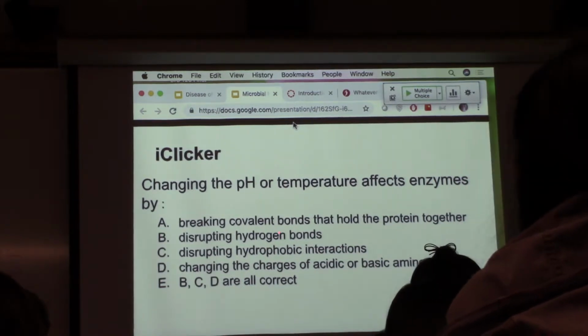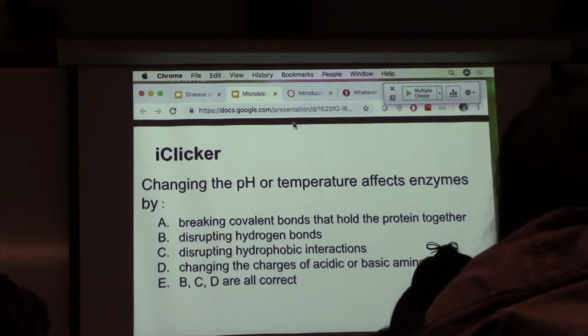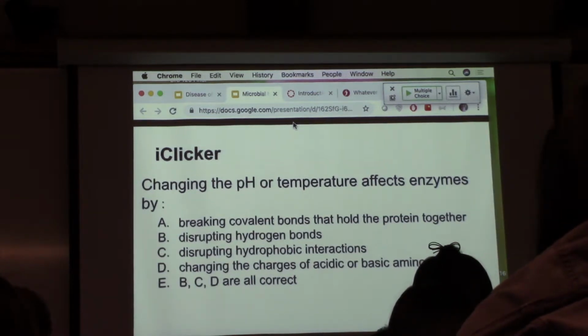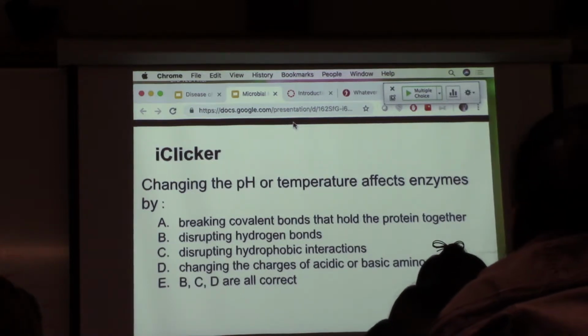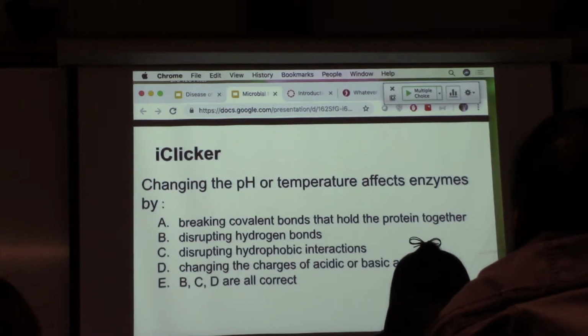But a change in pH and temperature could disrupt hydrogen bonds, and certainly a temperature change could disrupt hydrophobic interactions. Changing the pH could absolutely change the charges of acidic or basic amino acids. So the best answer is B, C, or D for this one. Okay? So A would be the only answer that wasn't partially correct, if not fully correct.